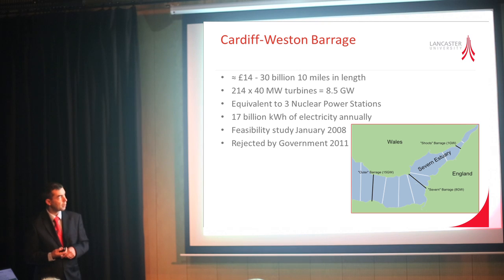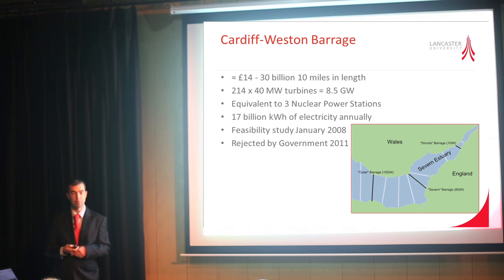Cardiff Weston barrage, you're looking at 214 40 megawatt turbines. So not the 40 10 megawatt turbines, 214 40 megawatt turbines, 8.5 gigawatts potential peak output. That's more than 3 nuclear power stations. Okay, 19 billion for a nuclear power station, 30 billion for a barrage.